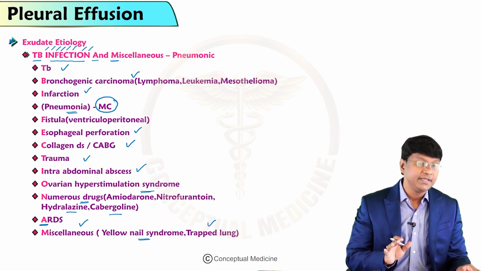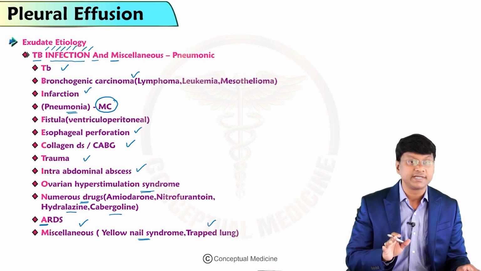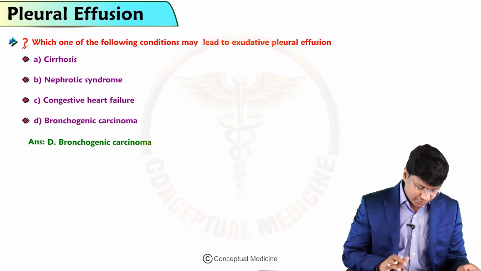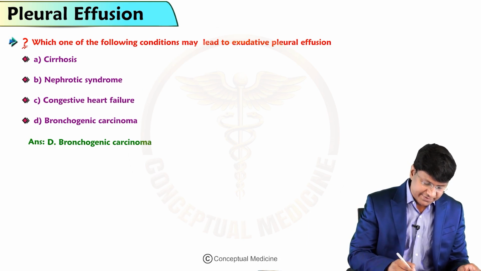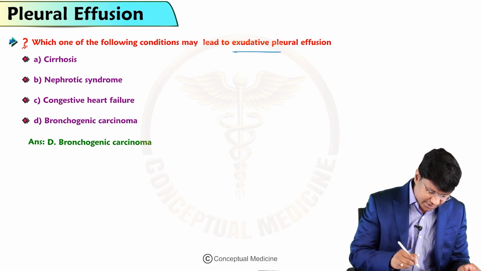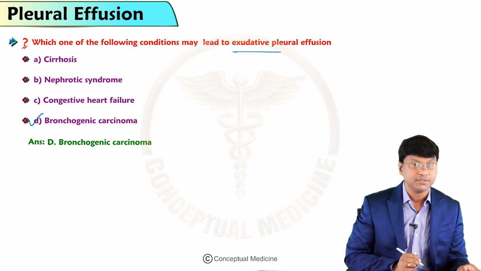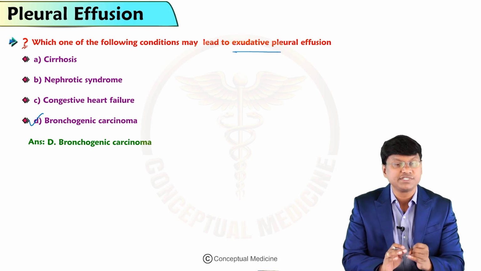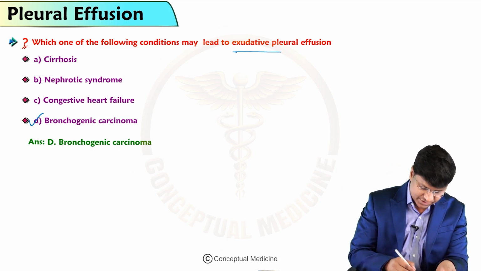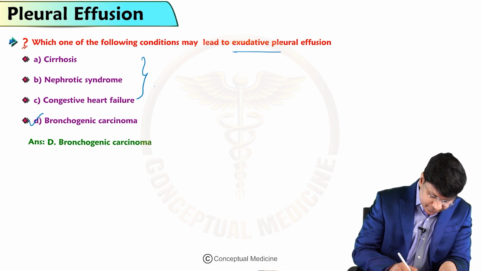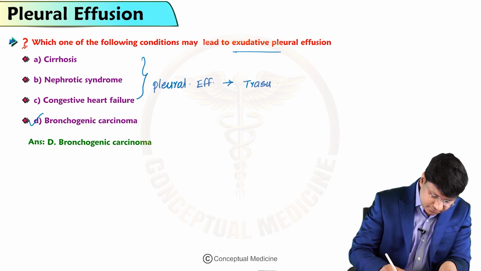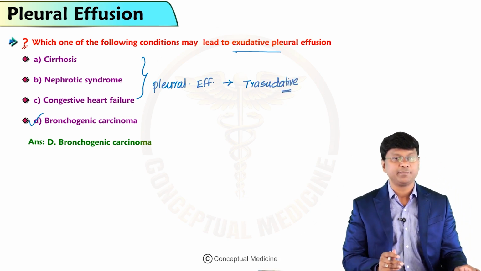Now, let me tell you what are the etiologies which will cause transudative type of pleural effusion. If you see this question here which we were discussing previously, which of the following may lead to the exudative type of pleural effusion? The answer is the bronchogenic carcinoma. Whereas, do you see pleural effusion in cirrhosis, nephrotic syndrome, congestive heart failure? Yes, you also see pleural effusion in these conditions as well. But the type of pleural effusion that you will see in these conditions will be transudative type of pleural effusion.